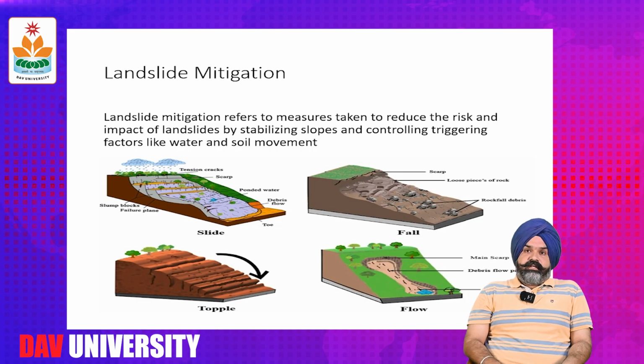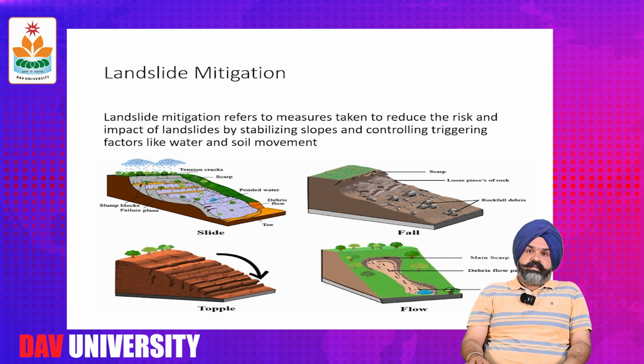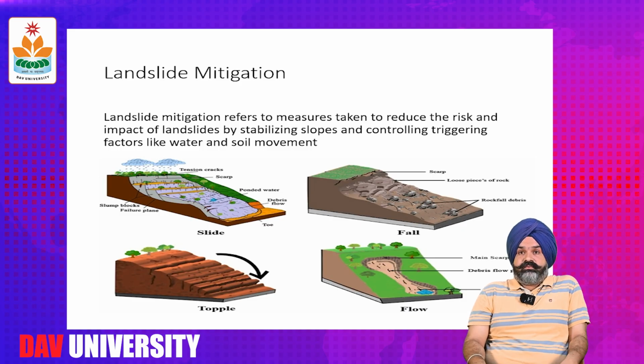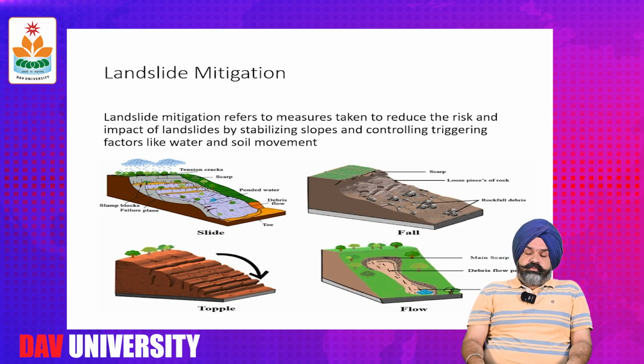Now coming to landslide mitigation. Landslide mitigation refers to the measures taken to reduce the risks and impact of landslides by stabilizing the slopes. Basically, it is the technique, the method for stabilizing different types of slopes, so that control can be exercised on the debris flowing during any disaster, which can be natural or man-made also. There are different types of landslide mitigation techniques shown in the figures. You can all refer to these figures.